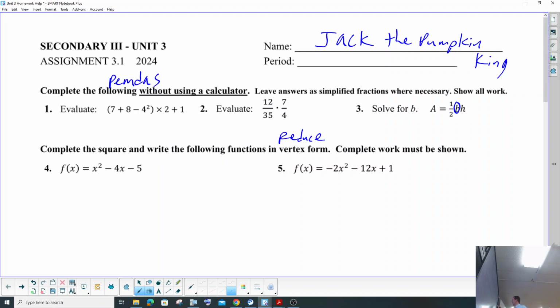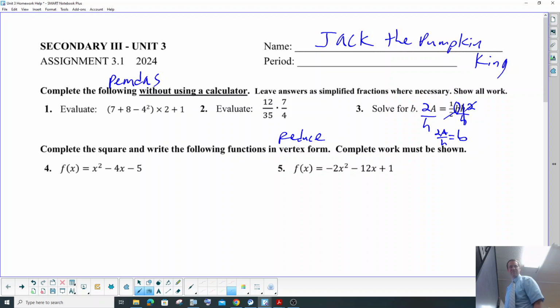So solve for B. So if we go ahead and we times by a 2 to the other side, that'll get rid of the half. And then we'll just divide by h. So then we get B is equal to 2a over h. Oh, don't forget to pause me. Try the next one on your own. Try number 4 on your own.